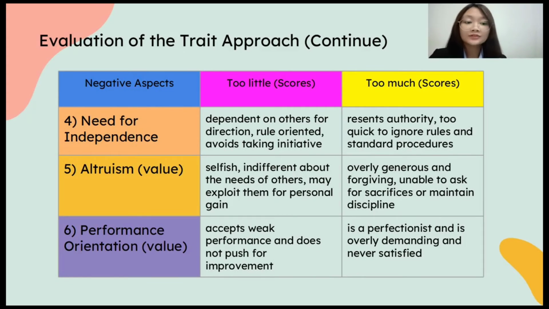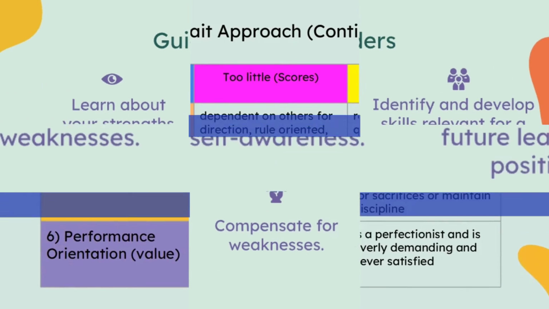Next, tolerance. If too little, you look selfish, indifferent about the needs of others, and may exploit them for personal gain. If too much, you look overly generous and forgiving, unable to ask for sacrifice or maintain discipline. Lastly, performance orientation. If too little performance orientation, you accept weak performance and do not push for improvement. If too much, you look like a perfectionist, over demanding and never satisfied.